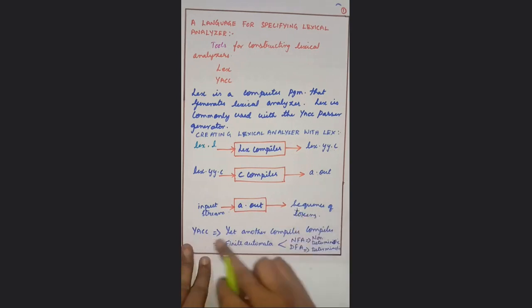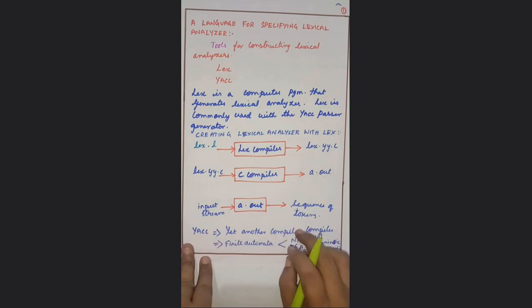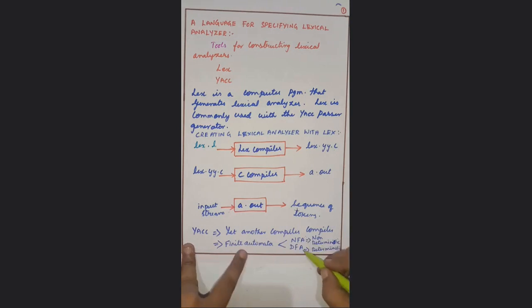Yacc is Yet Another Compiler-Compiler, which is a syntax analyzer phase. Finite automata. What is a finite automata? It is a machine which identifies whether a string is in the language or not. If it is in the language, then it produces yes; otherwise it produces no. There are two types of finite automata. First is NFA, non-deterministic finite automata, and the second one is deterministic finite automata.